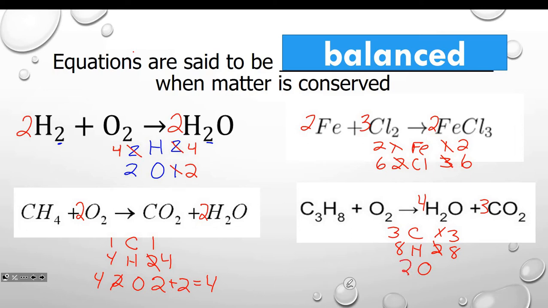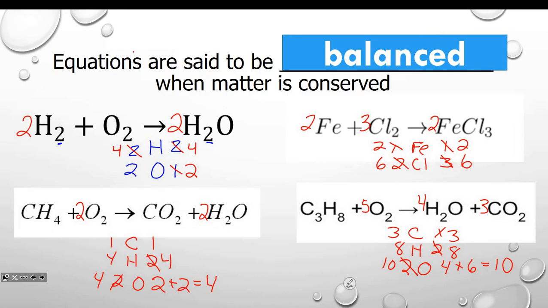On the product side, I've got to be careful because oxygen's in 2 different places. So the first one is 4 times 1, which is 4, plus the second one, CO2, is 3 times 2, which is 6, giving me a total of 10. So this side over here, the reactant side, I need to times by 5, so that will make 10, and I'm balanced. Okay?